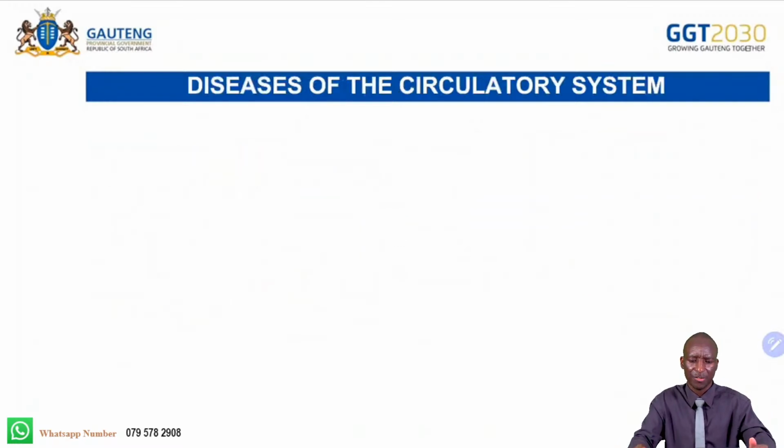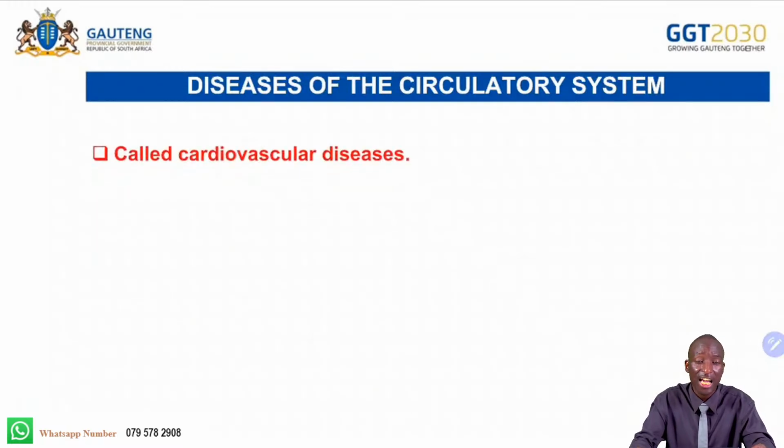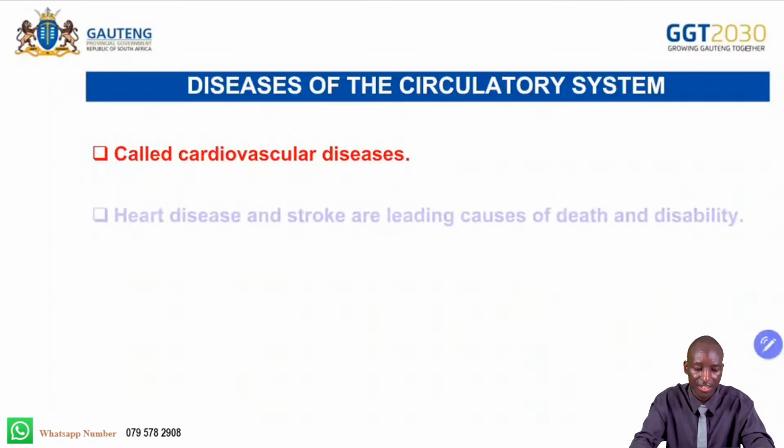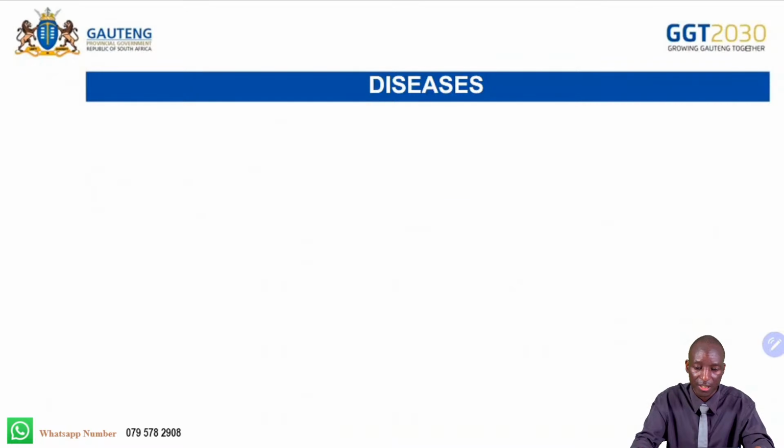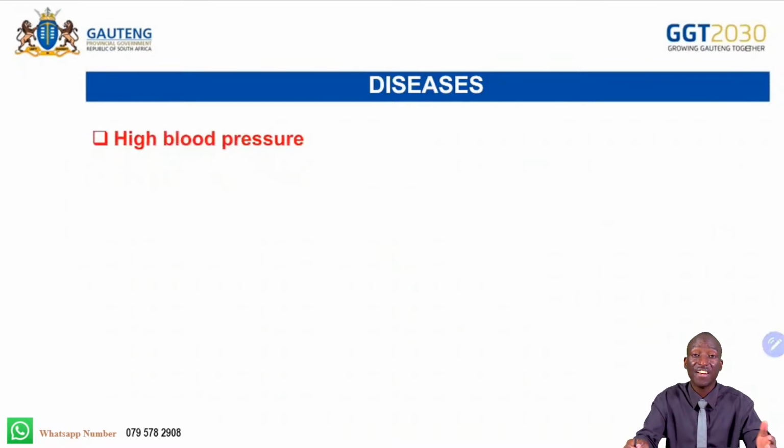Now let's look at the diseases of the circulatory system. These diseases are called cardiovascular diseases. We talk about heart diseases and stroke, and these are the leading causes of death and disability. Heart diseases are so deadly. Let's look at them in detail, one by one, and find out more about these diseases so that you are also able to follow up on your health. If you notice any symptoms, just go for a medical checkup and seek medical attention.